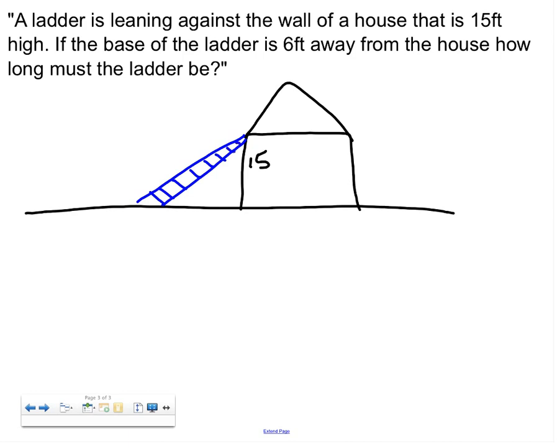Okay. Now, I don't know how long the ladder is, but I know that the base of the ladder, which is this part right here, is 6 feet away from the house. And unless you're told otherwise, you assume that anything that is built or fastened to the ground, like a house or a flagpole or any type of building, is built or fastened to the ground at a right angle. So we know that that right there is a right angle because that's where the house meets the ground.